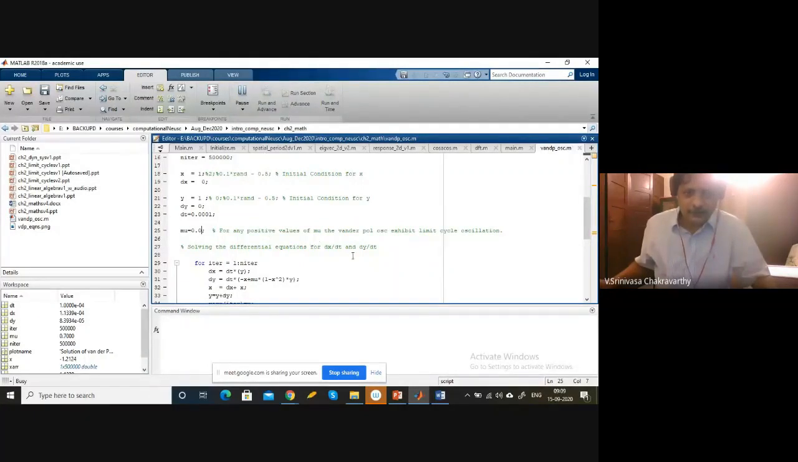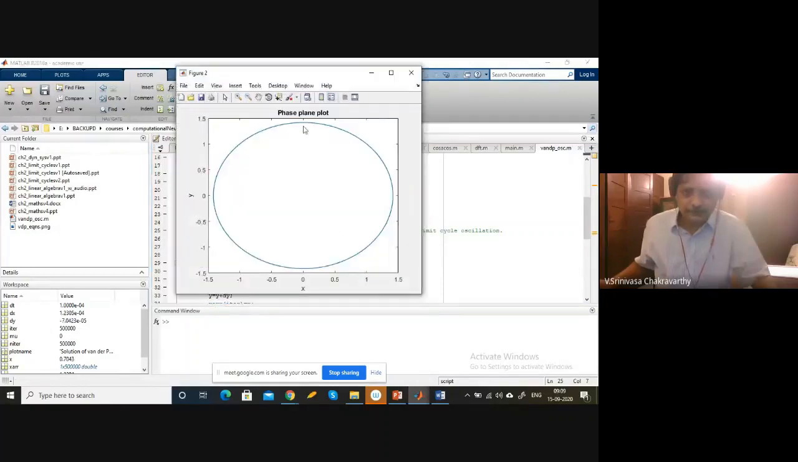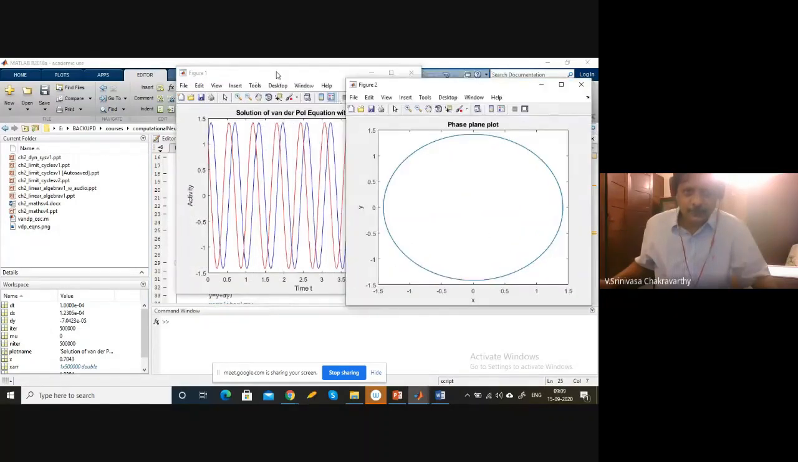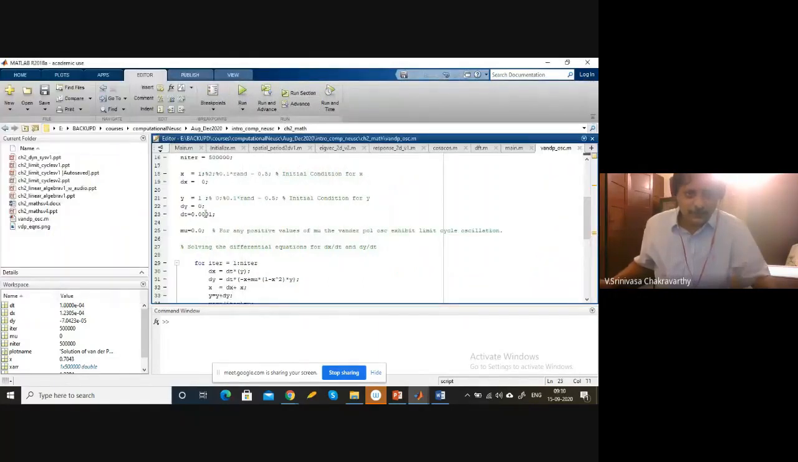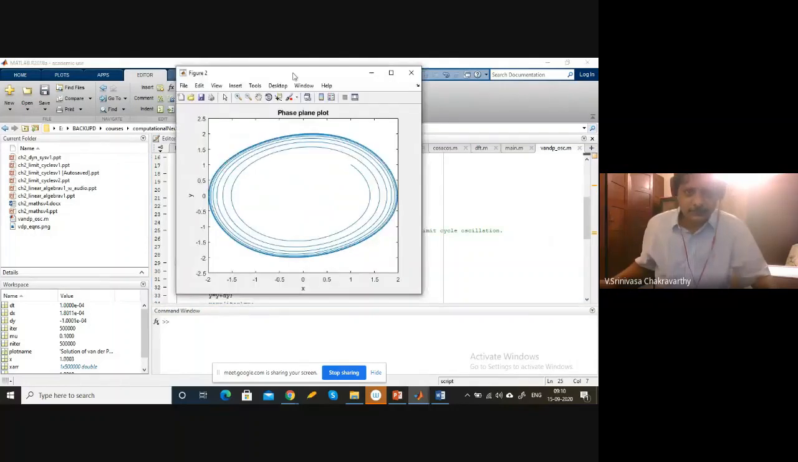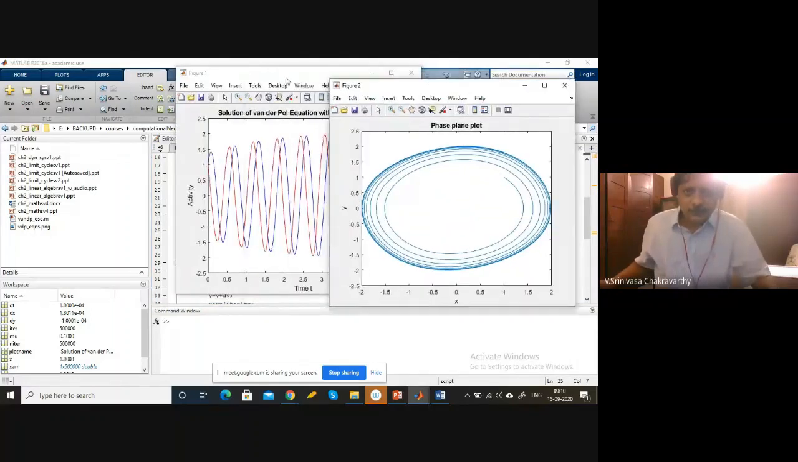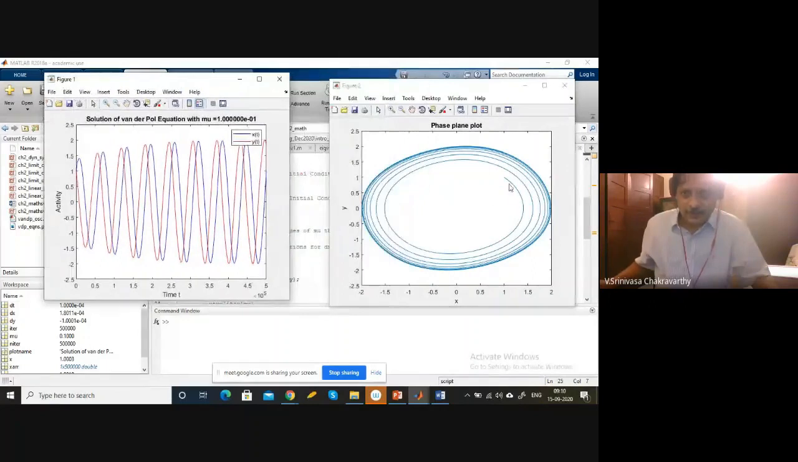So let us see what happens if you run it. Okay, and you get a perfect sinusoid, right? And it goes round and round in a circle, which is what is expected. So now let us make mu slightly positive. Right. So you see that already, if you start from some point, it goes round and tends toward that circle.